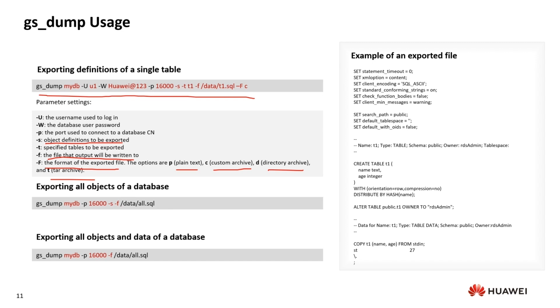And to export all object definitions of a database, we do not add the -t parameter, and we use the -s and -f parameters only. And if we need to export data in tables, we need to remove the -s parameter.